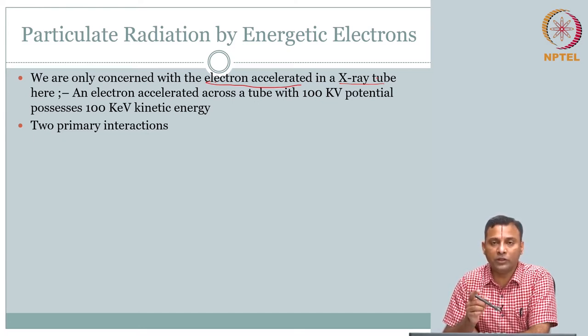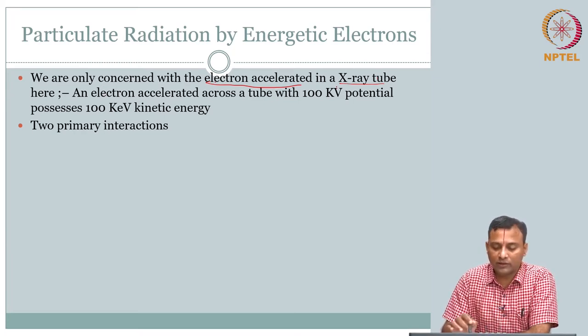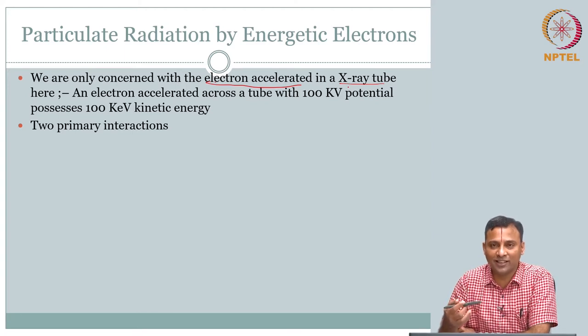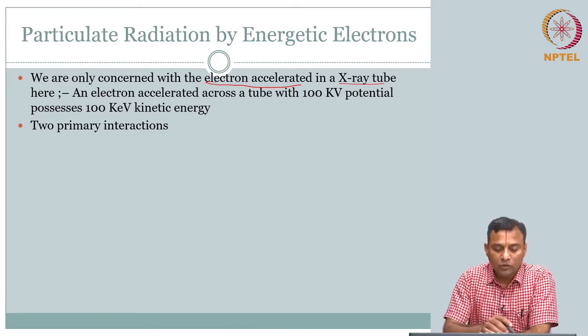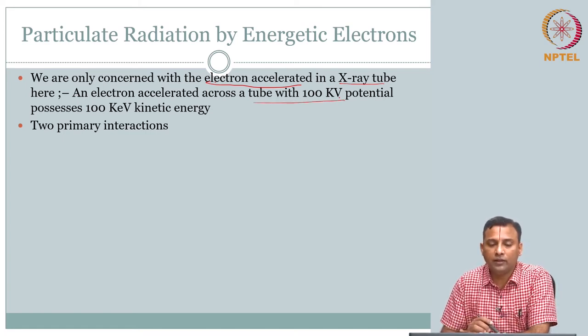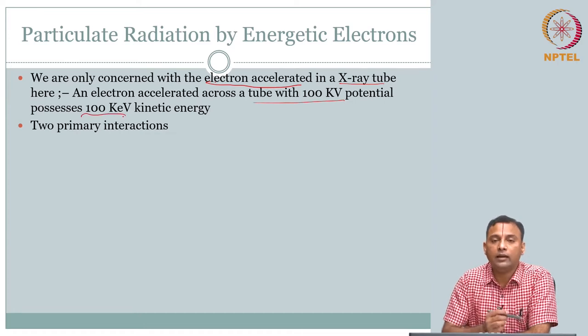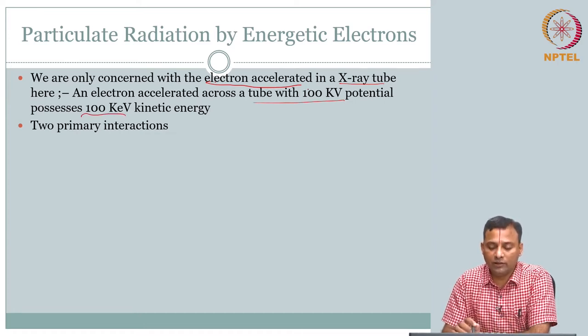And how is it used? It is used for generating X-rays, right? And so this is in an X-ray tube. X-ray tube generates X-ray. So we are using a particulate ionizing radiation to generate X-ray. So we'll see what happens, why X-ray comes out. In this context, an electron is accelerated across a tube, and that's why it has energy. So electron is a particle, and it has energy which is sufficient to cause ionization. So it is a particulate ionizing radiation.